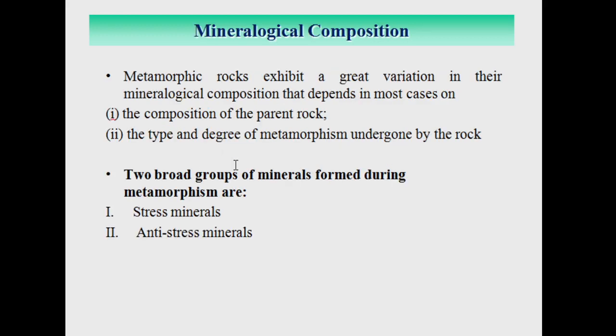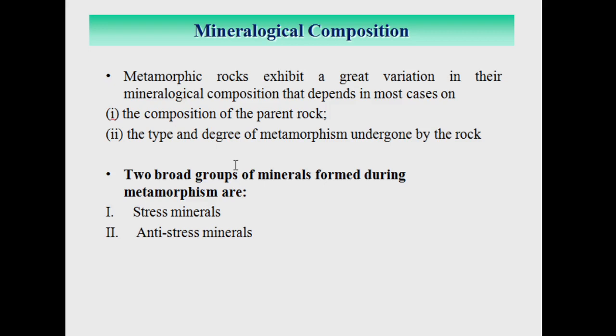Now our next point is the mineralogical composition of metamorphic rock. Metamorphic rocks exhibit a great variation in their mineralogical composition, and that depends upon two factors. First, the composition of the parent rock, which may be igneous or sedimentary. And second, the type and degree of metamorphism undergone by that rock.